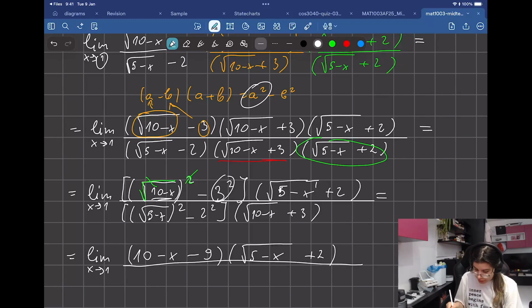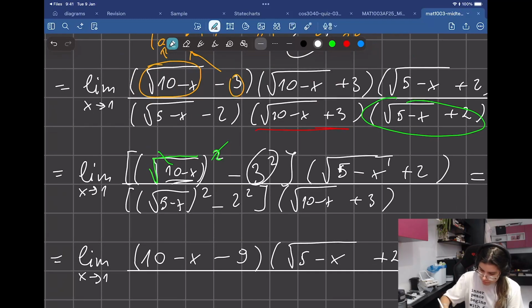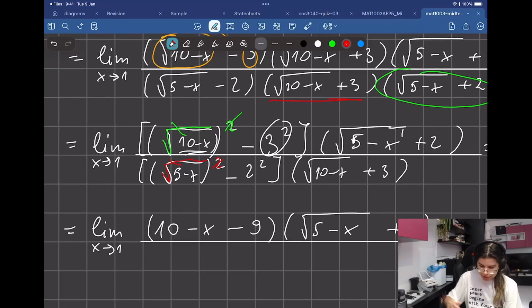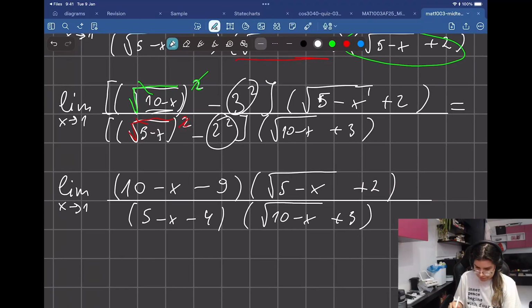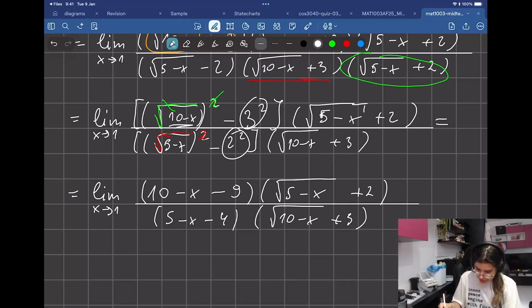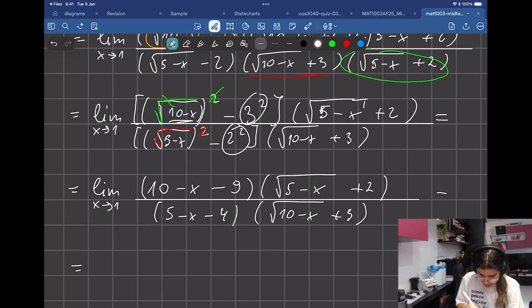In the denominator, we have a similar thing. So again, the square root and the second power will cancel out. So I'm left with 5 minus x minus 4, because 2 squared is 4, times square root of 10 minus x plus 3. Fantastic. Okay, let's move on.